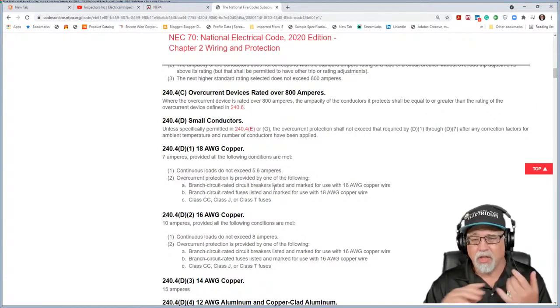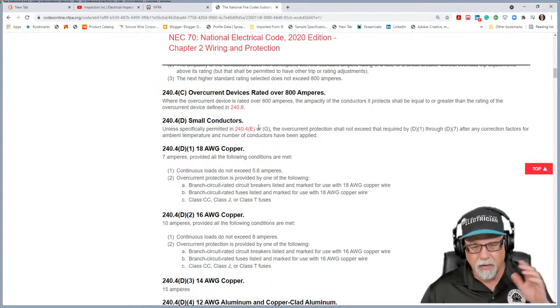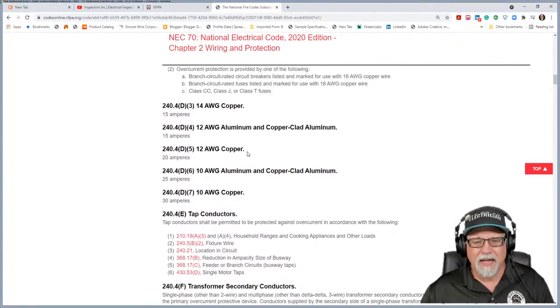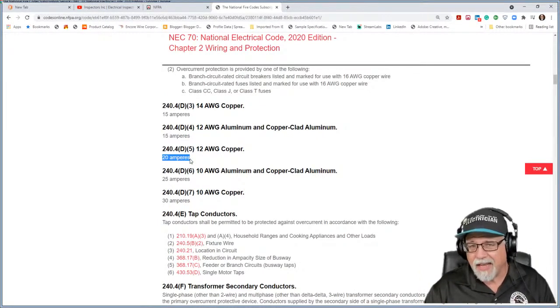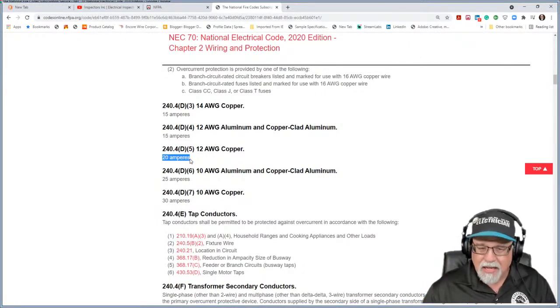So the overcurrent shall not exceed that required by (D)(1) through (D)(7) after any corrections or adjustments take place. And again, we're not looking at (E) and (G) yet. So for that 12 wire we're talking about, copper, it's a 20 amp device. A 12 gauge has to be protected with a 20 amp. So these are your small conductors. These are general rules. Under the ampacity tables in the National Electrical Code, under 310.16, you're going to see asterisks that say, remember these small conductor rules.